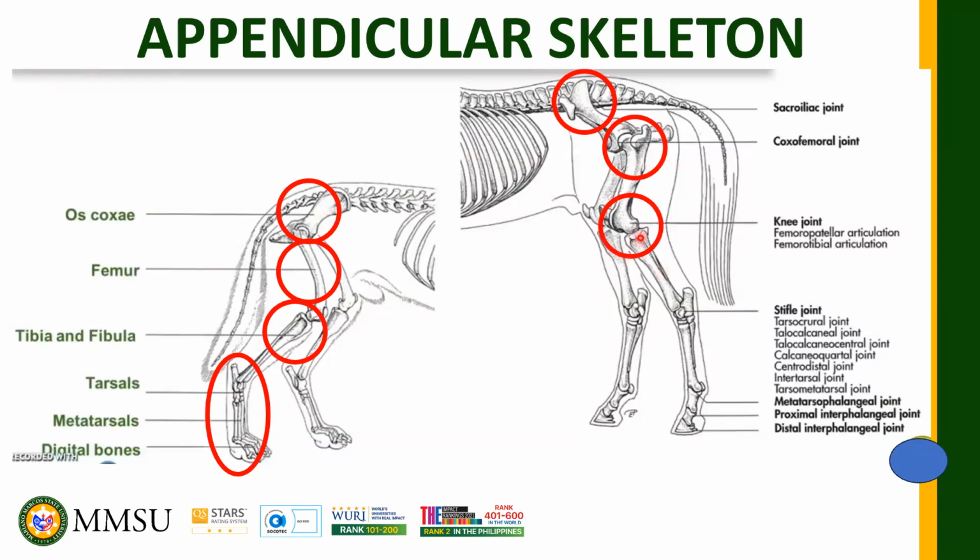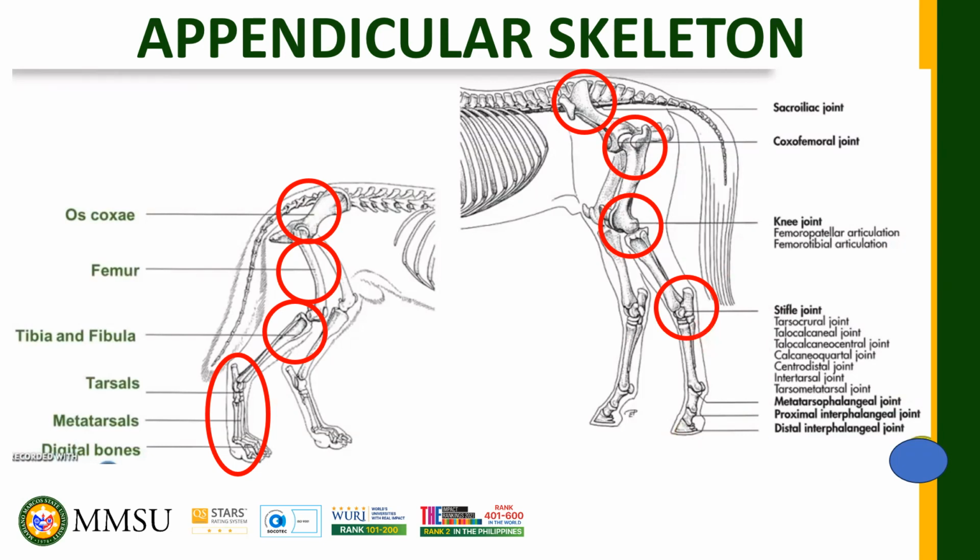This is usually a compound joint. Same is true with the stifle joint. They are usually compound joints forming between the distal end of the femur with the tibia and with the femur and the patella. Kaya nga dito, tinatawag dito na femoropatellar articulation and then femorotibial articulation. Okay? And then next one, we have the tarsal joint between the leg bones and the tarsal bones and the articulations within the tarsus itself.